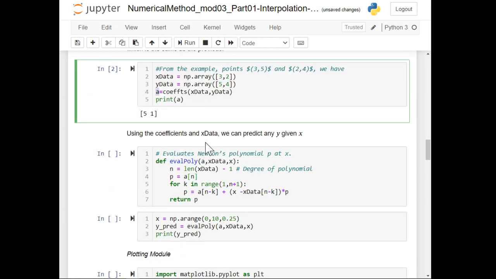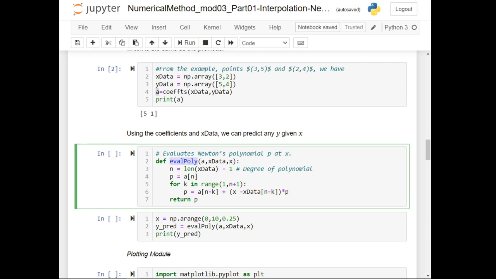Now, given the coefficients and the x data, we can actually predict any y given any x. That's what we discussed in the introduction. Once we have data, we can predict whatever x values. So we have this function eval poly, given the coefficients derived from the previous one, and then the x data, and also the given x. So whatever x you want to predict. This one is the data, and this one is, for example, your desired value that you want to predict.